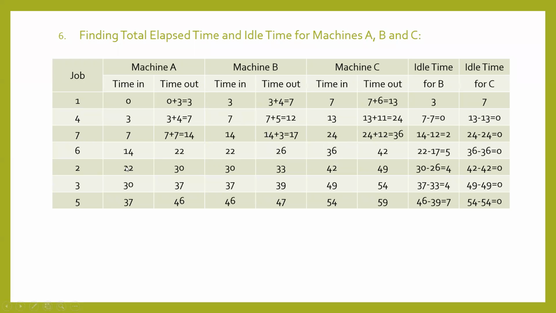Similarly, you can go ahead and do the calculation for the other machines. I hope I have made it very clear. If you have doubts, please refer to the previous n jobs on 2 machines problem, where I have done the calculation for each job on each machine. Any doubts here?